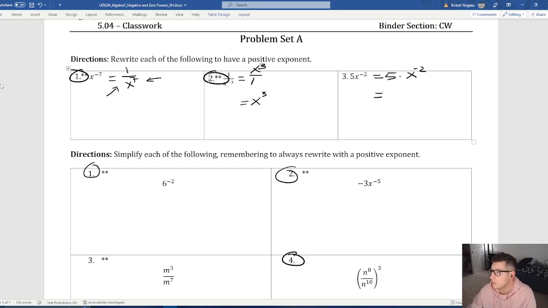And so this is going to be 5 times 1 over x squared. From here, I do want us to clean this up with one more step, right? This is really 5 over 1. And so last step we're going to have is simply making this back into one fraction. And we're going to have 5 over x squared. And so if I have 5x to the negative 2, I really have 5 over x squared.